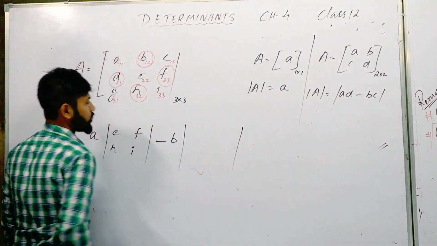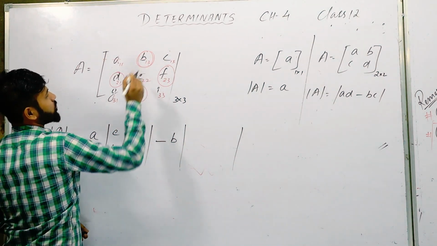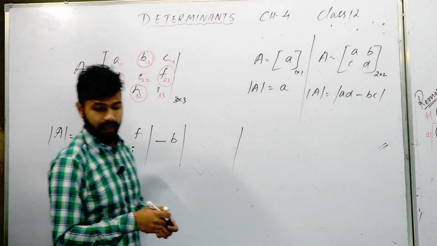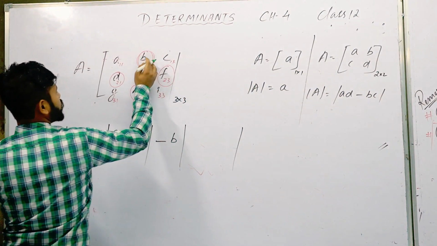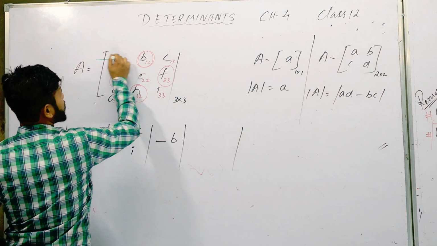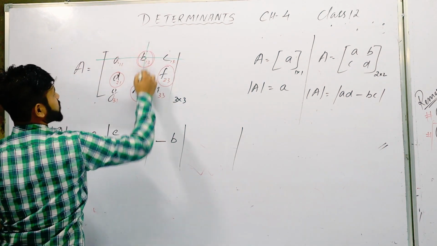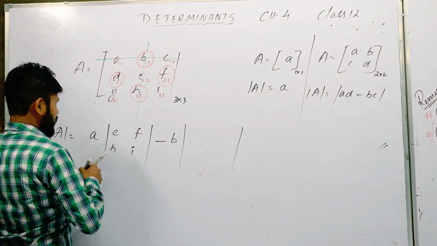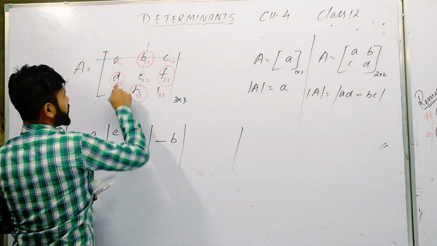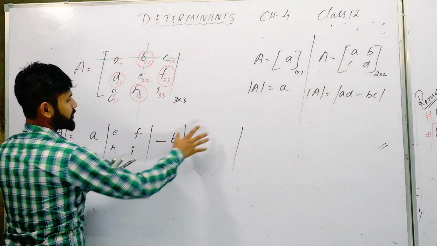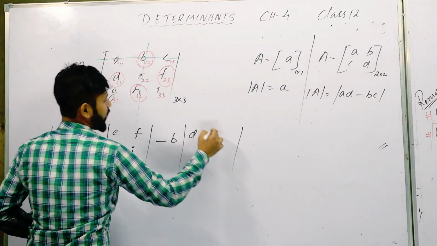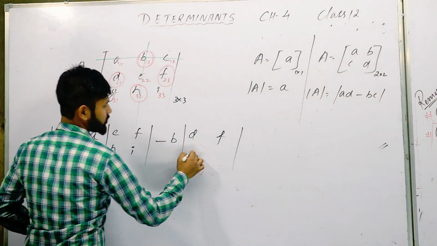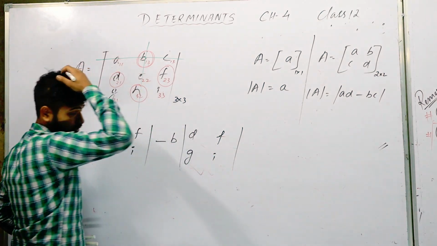Listen carefully. When you consider B, you have to eliminate the row and the column of that. In which row does B lie? In the first row. And which column? The second column. You have to eliminate these. Now the values which remain, you have to write inside this determinant. Let me put the values D, F, G, I, and find the determinant of this.